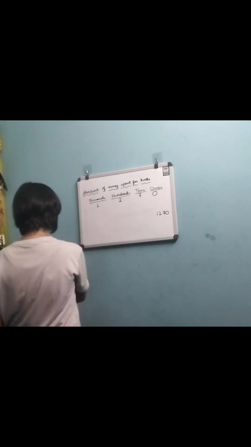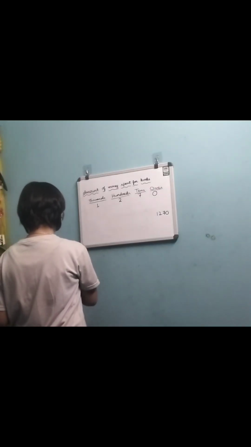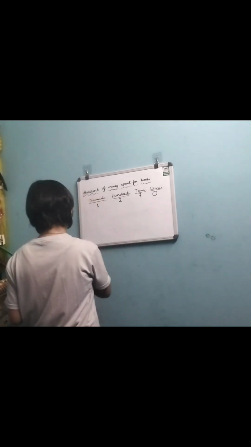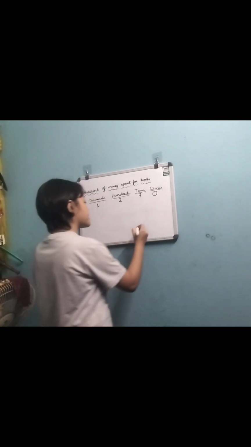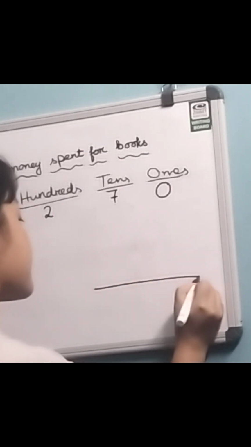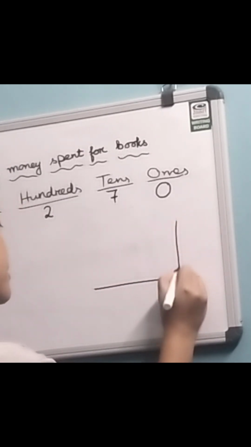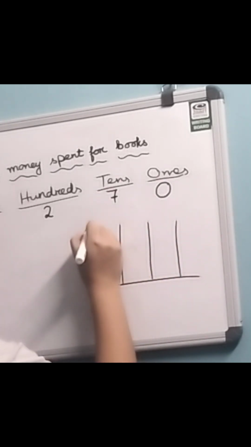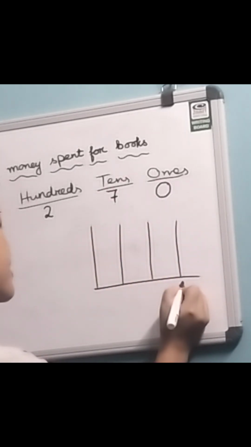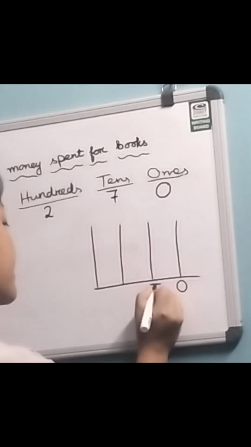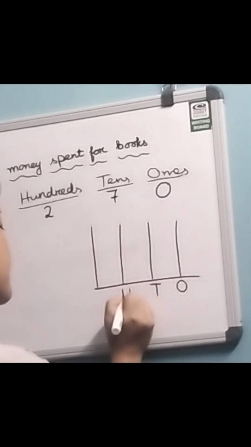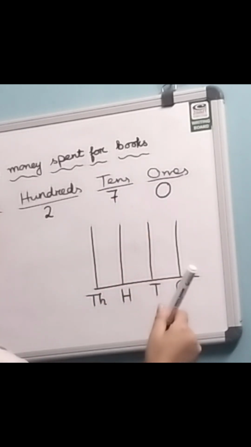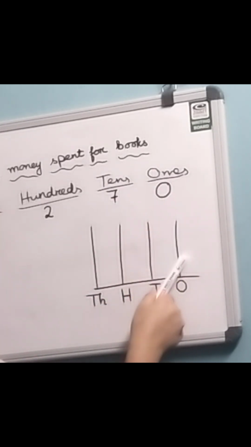Now let's show this in abacus. Let's draw this. For abacus, let's draw a line first. Then you have to draw 4 more lines. This is the place of ones, tens, hundreds, and thousands. In place of ones, you have nothing, so 0 means 0.